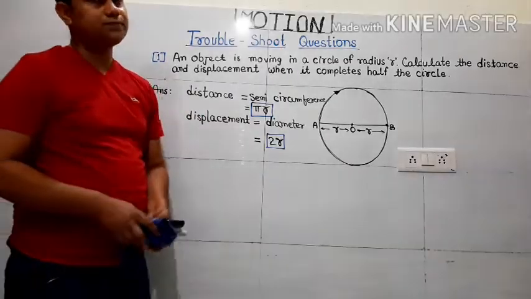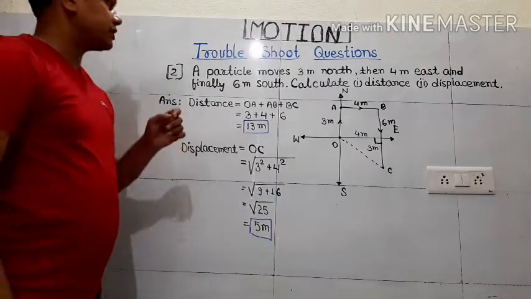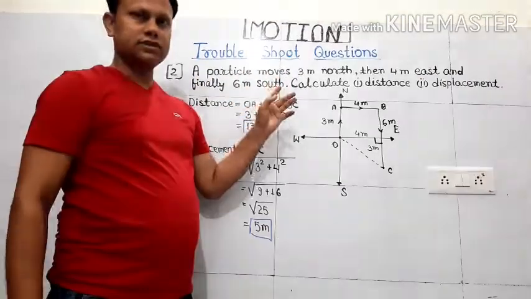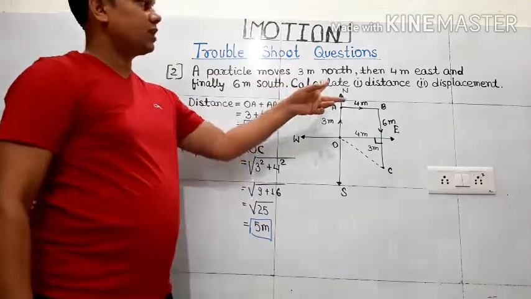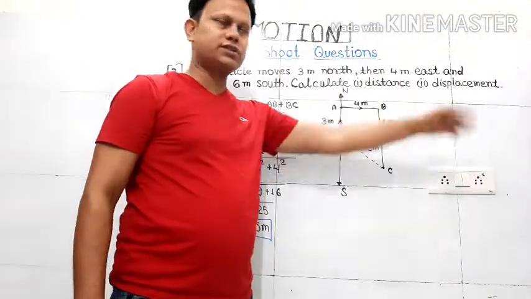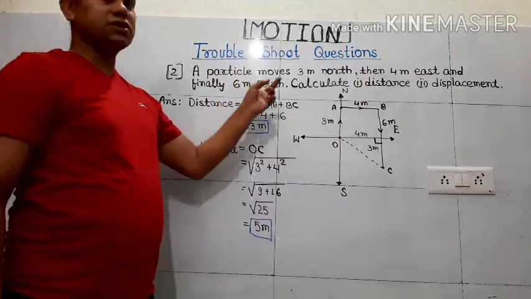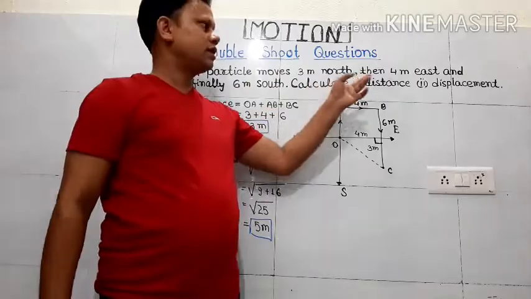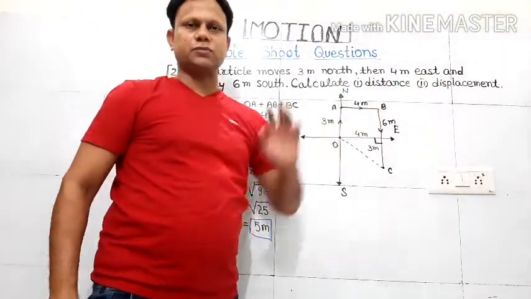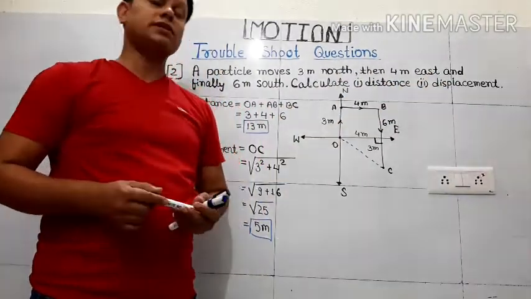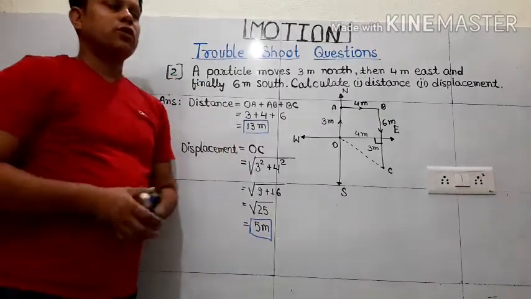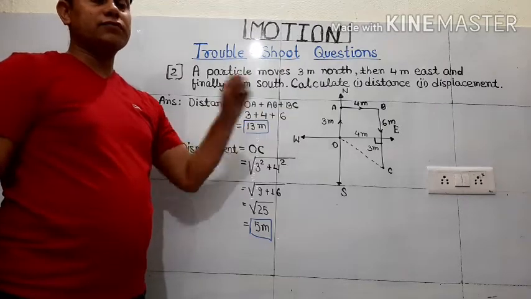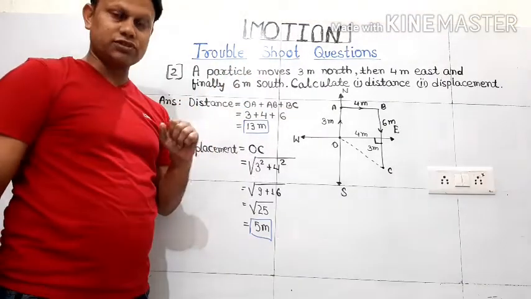Moving to the next question. Now our next question is: a particle moves 3 meter in the north direction, then 4 meter towards east and 6 meters south, and then it stops its journey. Then we have to calculate the value of distance and displacement. Again, it's the situation of distance and displacement. So again, we have to map. We have to show it diagrammatically first so that we can have a better understanding of the situation.